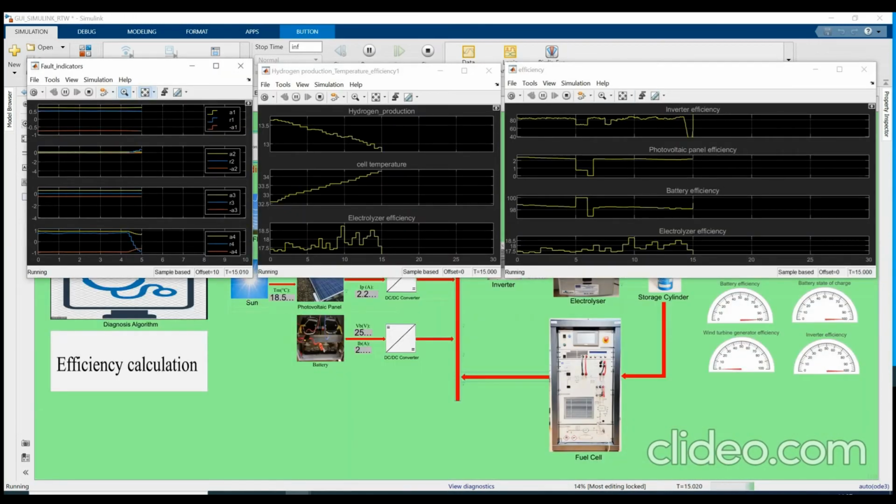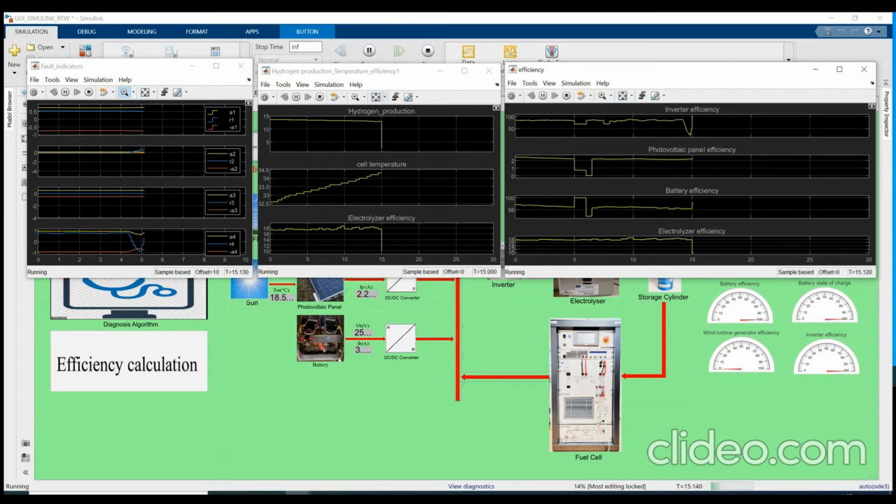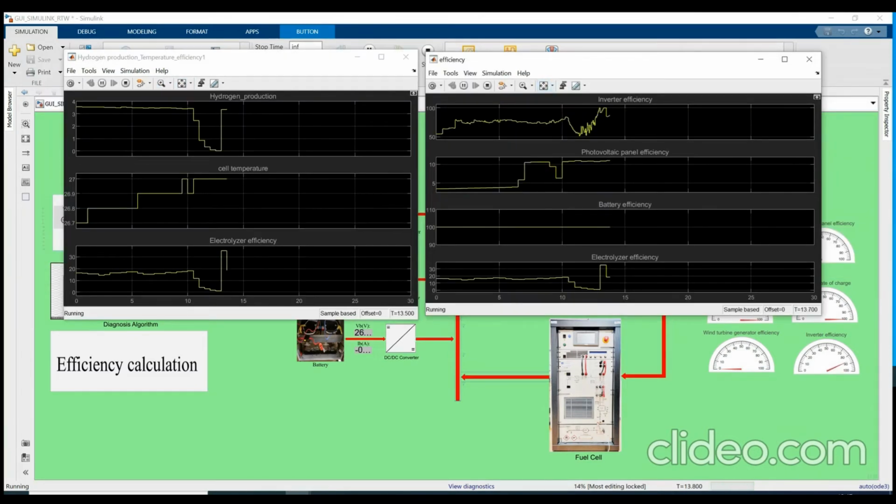One can also monitor the fault indicators in order to detect the occurrence of fault and monitor the efficiency of different components in real time. The effect of the intermittency of sources on the efficiency of the electrolyzer can be seen. The intermittency of the sources does not allow a constant production of hydrogen.